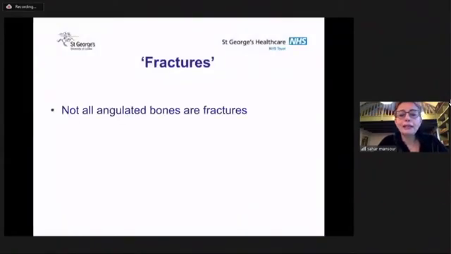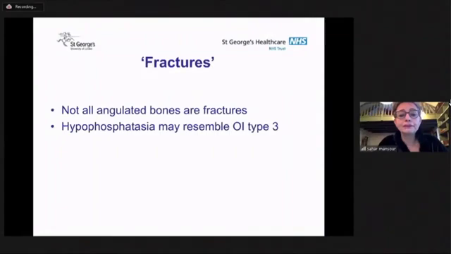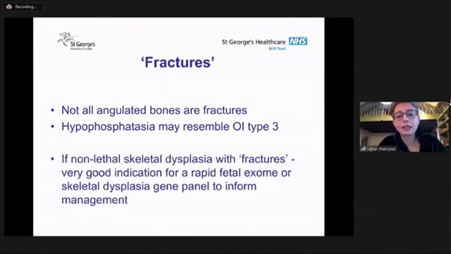So not all angulated long bones are fractures. Hypophosphatasia may resemble type 3 osteogenesis imperfecta. The treatment and management are different. The inheritance is different. And so this is an ideal group for doing a rapid fetal exome or a skeletal dysplasia gene panel to inform the management of these cases.